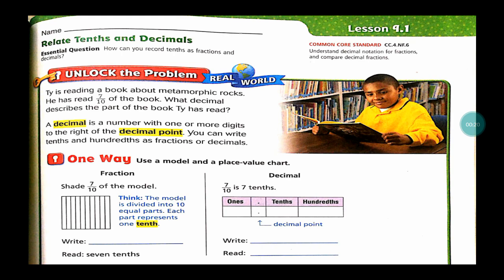Our lesson today is relate tenths and decimals. Lesson 9.1. Our essential question: how can you record tenths as fractions and decimals?